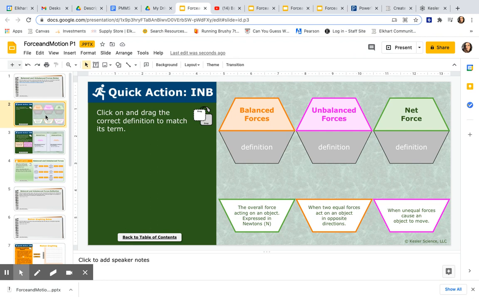Right here, you're going to take and you're going to drag the correct definition to the correct term. So you have balanced force, unbalanced force, and net force. You're going to read these three choices and drag them to the right one. The overall force acting on an object expressed in newtons. The two equal forces act on an object in opposite directions. When unequal forces cause an object to move.